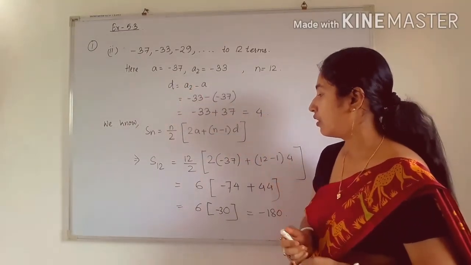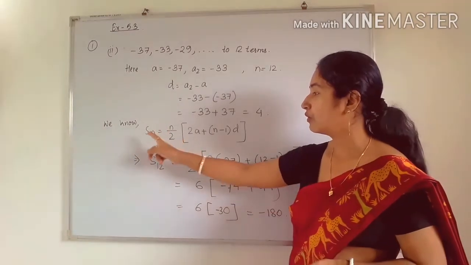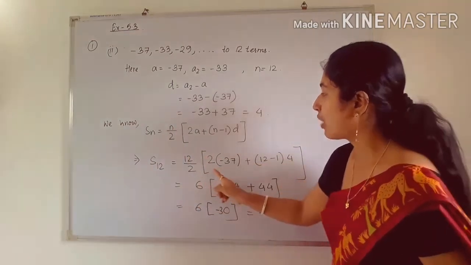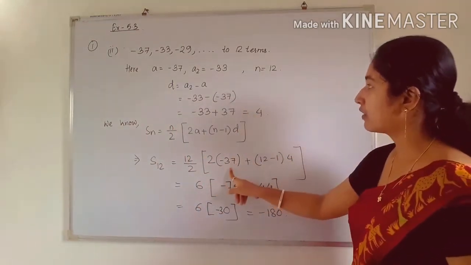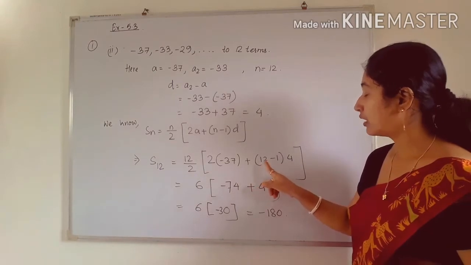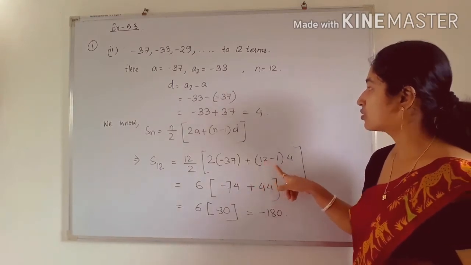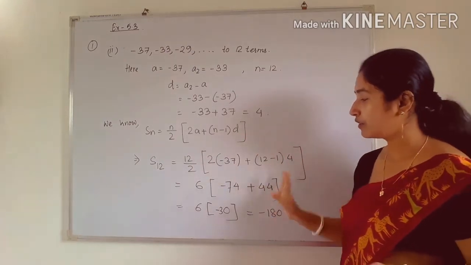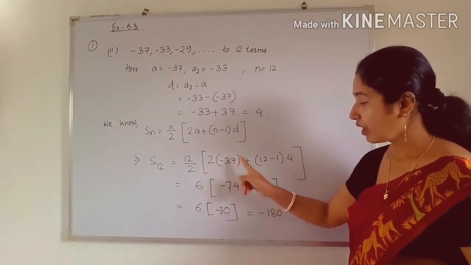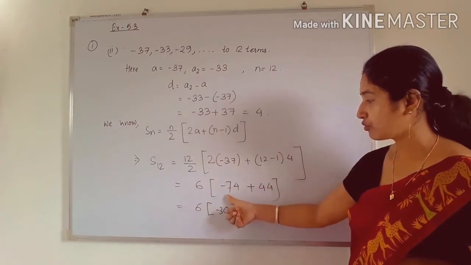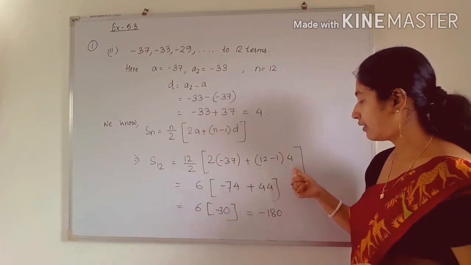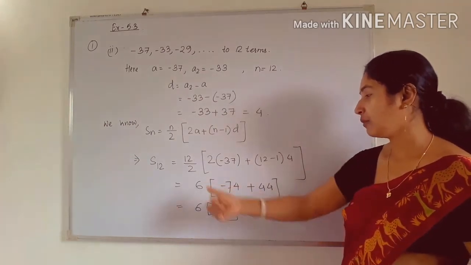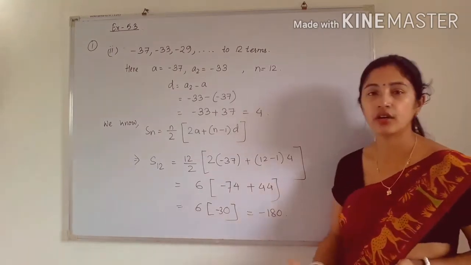This is 4. Now we have to find S12. S12 will be 12 by 2 into (twice a, which is minus 37 twice, plus (12 minus 1) into the common difference 4). Now we have to solve this. Minus 37 into 2 we solve first, then 11 into 4 will be 44. After this you subtract and then multiply with 6, and you get minus 180.